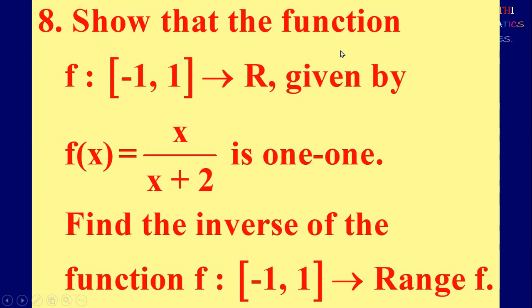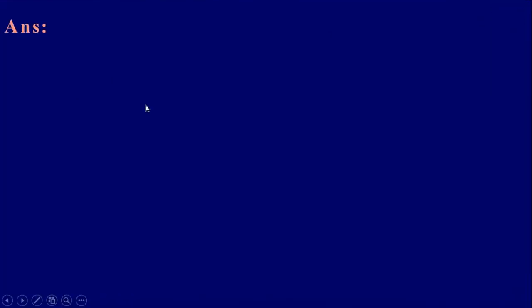The next problem, show that the function f from minus 1 to 1 to R given by f of x is x divided by x plus 2 is 1-1. Find the inverse of the function f from minus 1 to 1 to range of f. So here you have to prove f of x is 1-1. Also you have to find inverse of the function f. Now here it is given f of x is x divided by x plus 2.